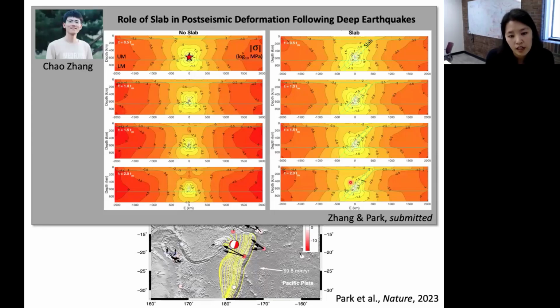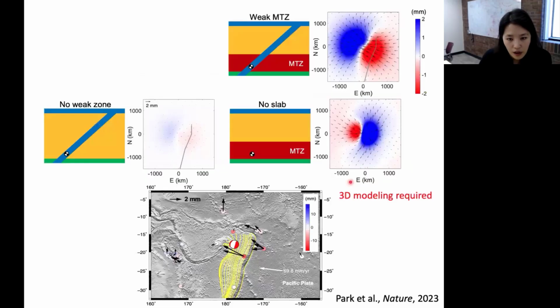So it basically inhibits the stress relaxation process throughout the mantle, and it's playing a really big role in the post-seismic deformation process. Also, the stress is getting concentrated in the slab, which is another interesting feature to point out. So yeah, stay tuned for the publication of this work. And going back to our modeling, now we know that including the slab is crucial if you want to study post-seismic deformation from deep earthquakes.